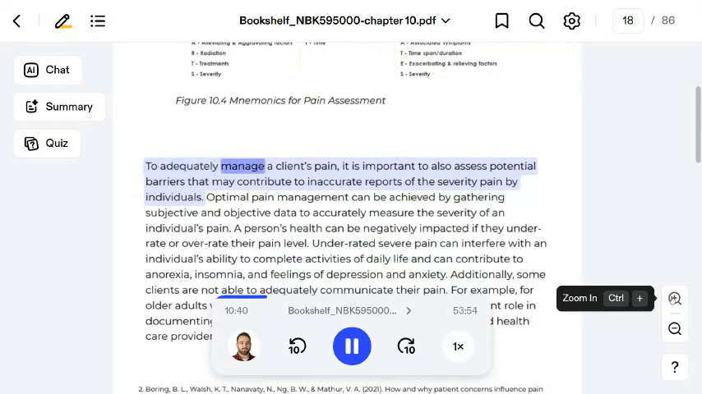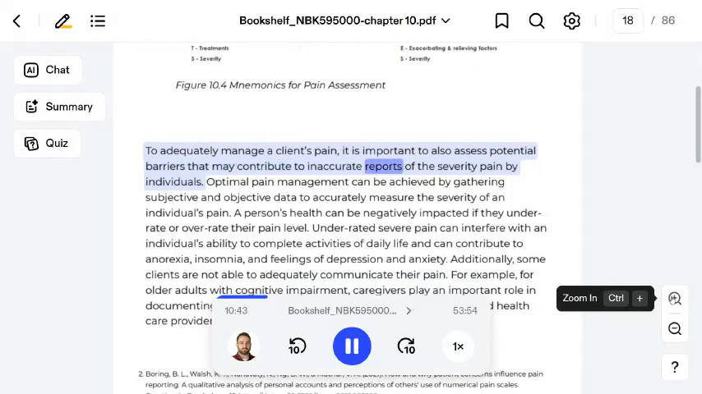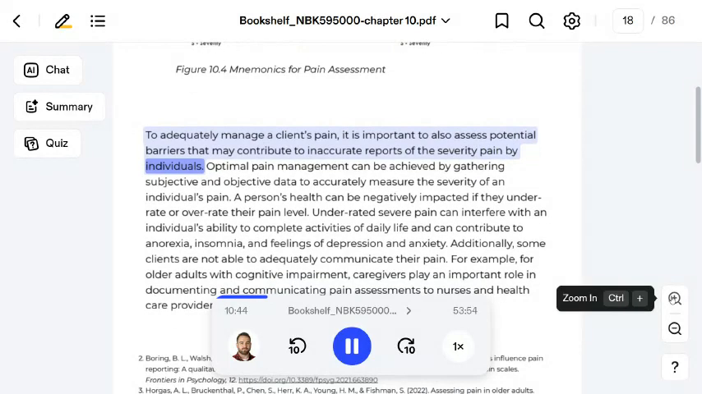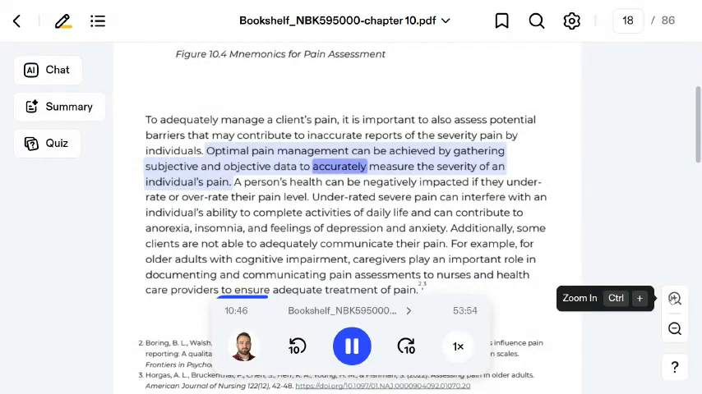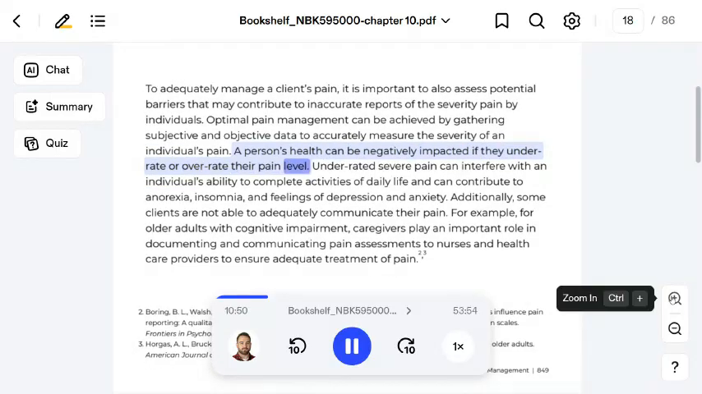To adequately manage a client's pain, it is important to also assess potential barriers that may contribute to inaccurate reports of the severity of pain by individuals. Optimal pain management can be achieved by gathering subjective and objective data to accurately measure the severity of an individual's pain. A person's health can be negatively impacted if they underrate or overrate their pain level.